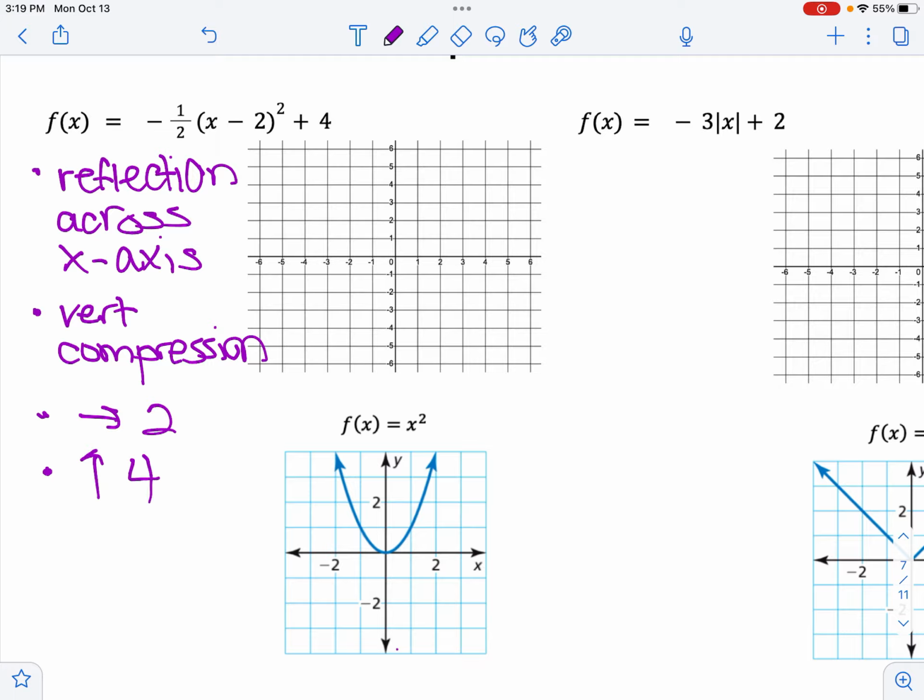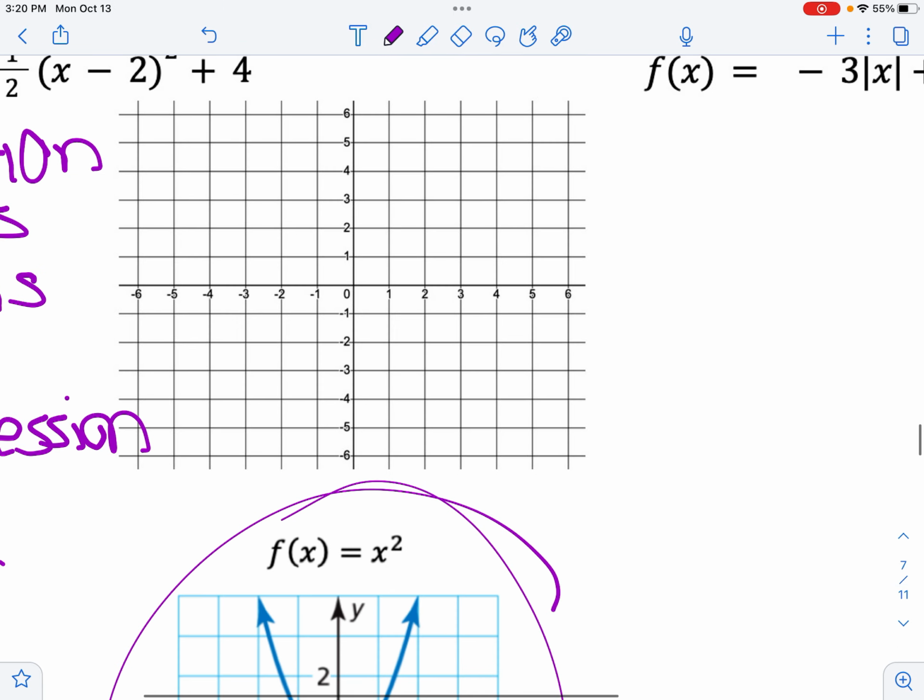So I kind of like to start with, well, here's my parent function, right? So I want to start there. Kind of the points that I'm going to look at are these 3. And those are the ones I'm going to move around. I'm going to start by sliding to the right and up 4. So up here, I know I have normally 1 at 0, 0. So if I move that to the right and up 4, it's going to be right there. Okay, so now that would be my vertex.